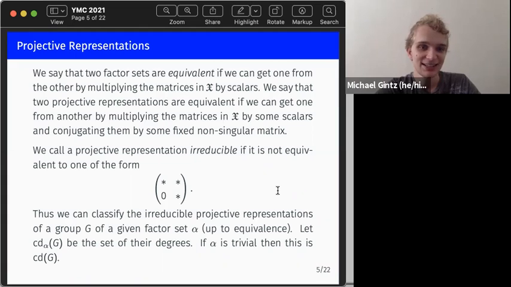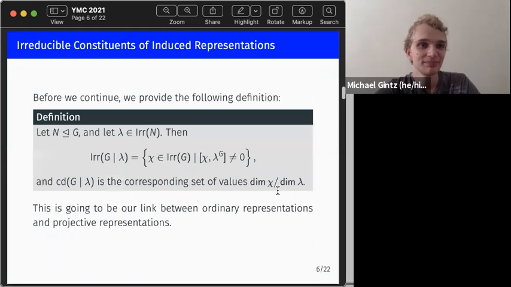This allows us to classify the irreducible projective representations of a group G with a given factor set alpha up to equivalence. We let cd_alpha(G) be the set of their dimensions. And if alpha is trivial, then this is just the formally defined cd(G).